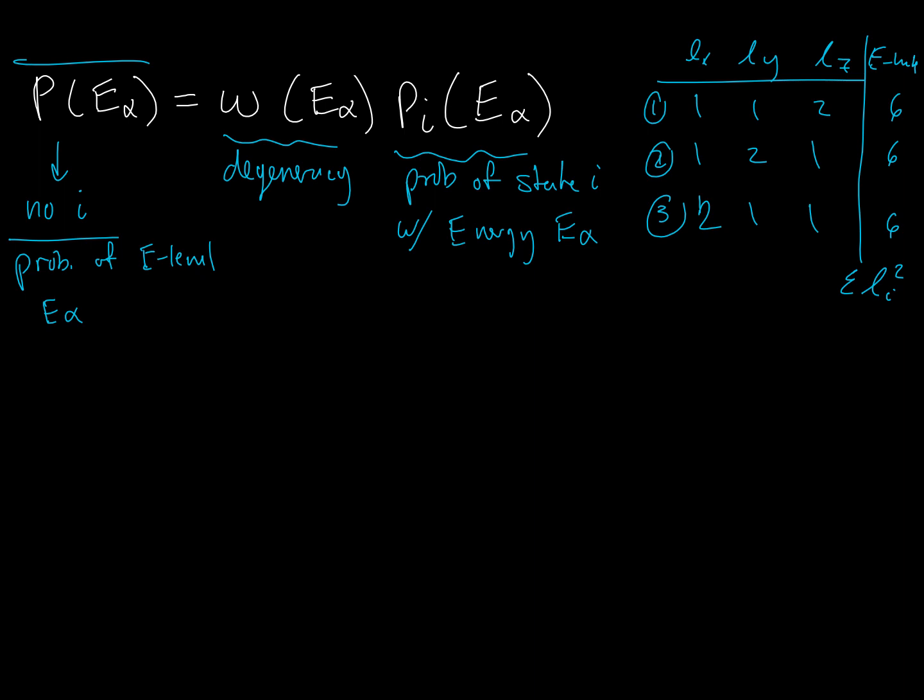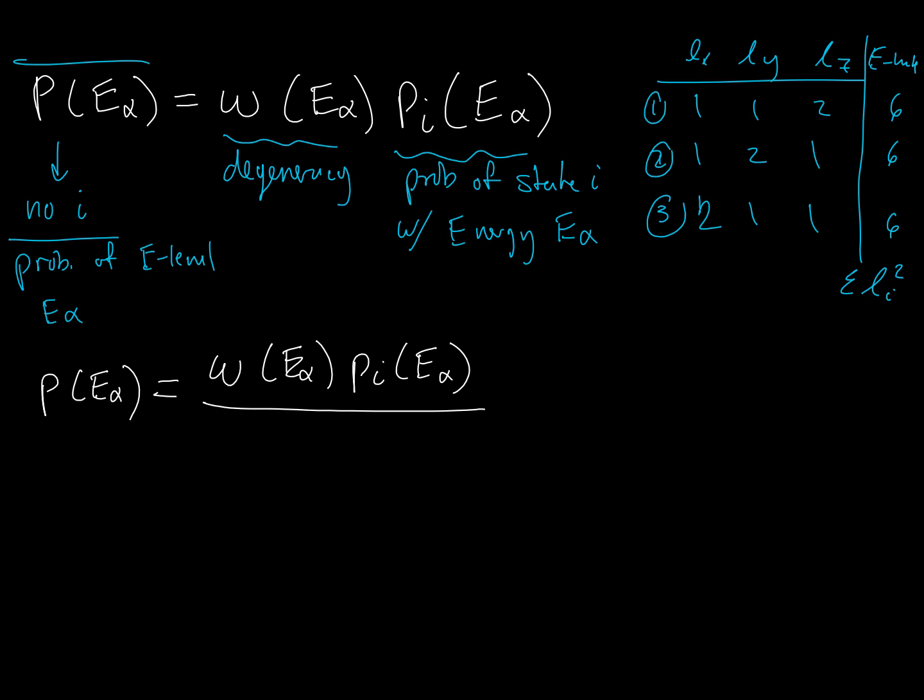So if we really go back and ask, what is the probability that we have any state that has the energy level E alpha, with no subscript i? This is going to be equal to the degeneracy of that level times the probability of being in any state with that energy, divided by the partition function. Oops, no, sorry, that's not right. This is equal to that.